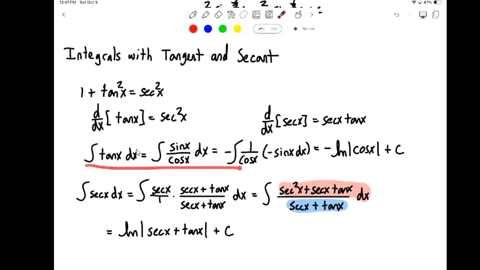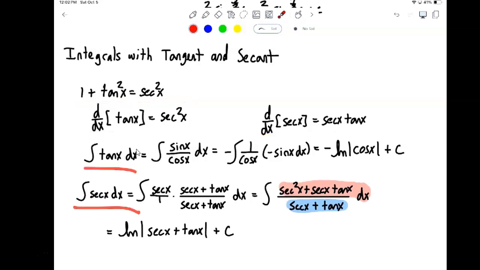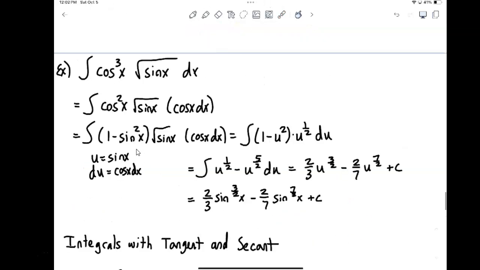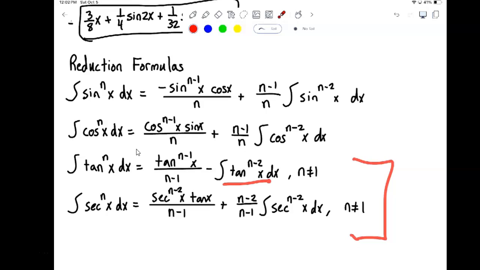Okay, integrals involving tangent and secant. So we need to know both the derivatives. Of course, we need to know this Pythagorean relationship, and we need to be able to work out the integral of tangent and the integral of secant. That's because of these reduction formulas that we will use. Best case, if you're lucky, you get down to an integral of just dx. But other than that, if n happens to be an odd number, you're always going to end up with an integral of tangent or secant at the end, so you need to be able to work those out.